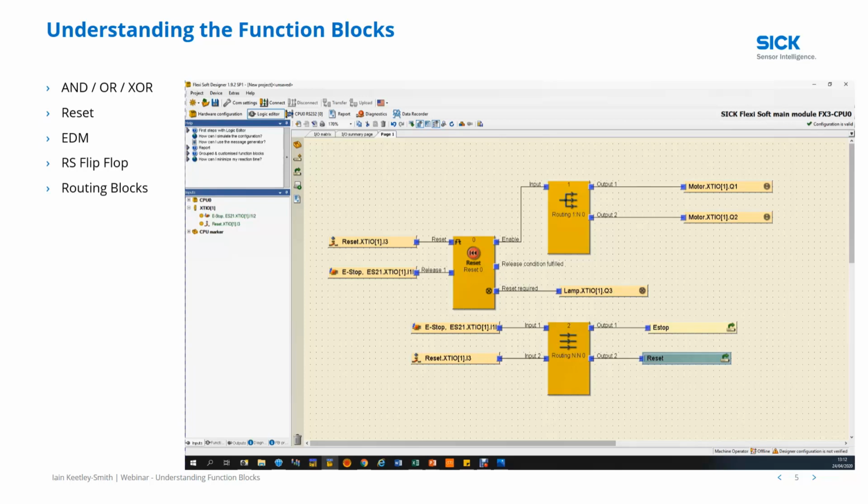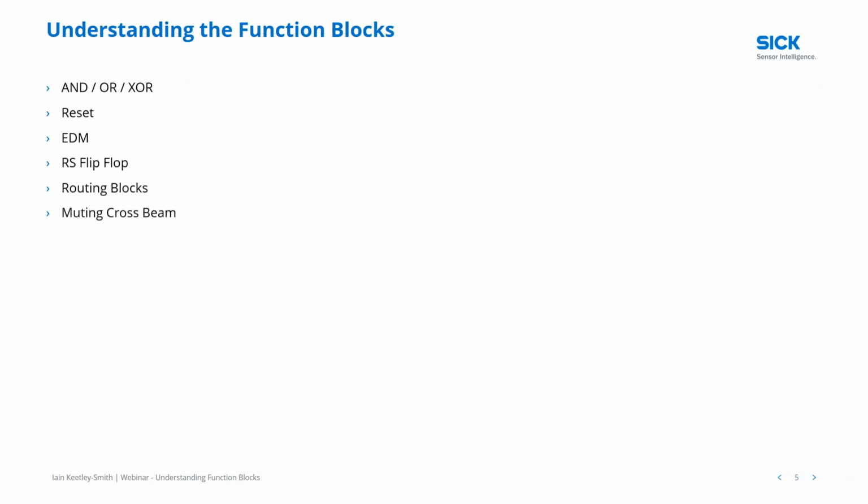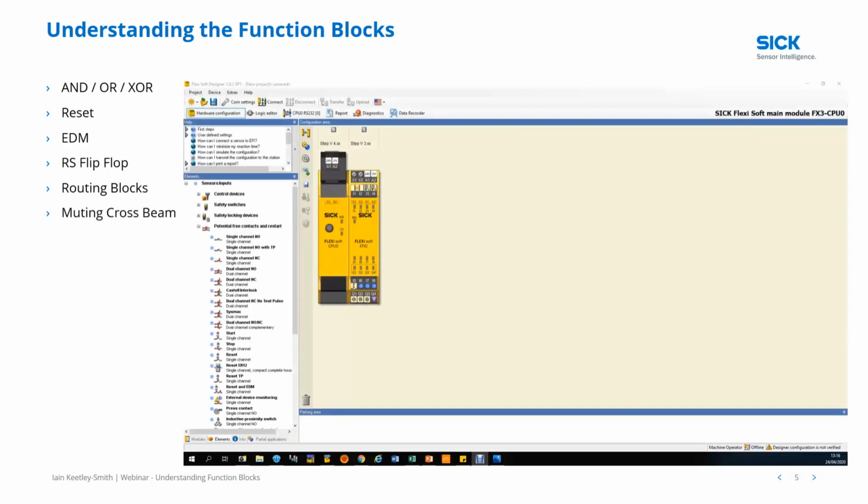The next block is muting. Now we've got various muting blocks built into FlexiSoft Designer, but we're just going to look at the crossbeam one just for a simplistic point of view. So in the hardware here, I've put a light curtain on here, a couple of muting sensors, and I've also got a reset down here, a motor. I've got a reset required lamp, and I've also got a muting lamp.